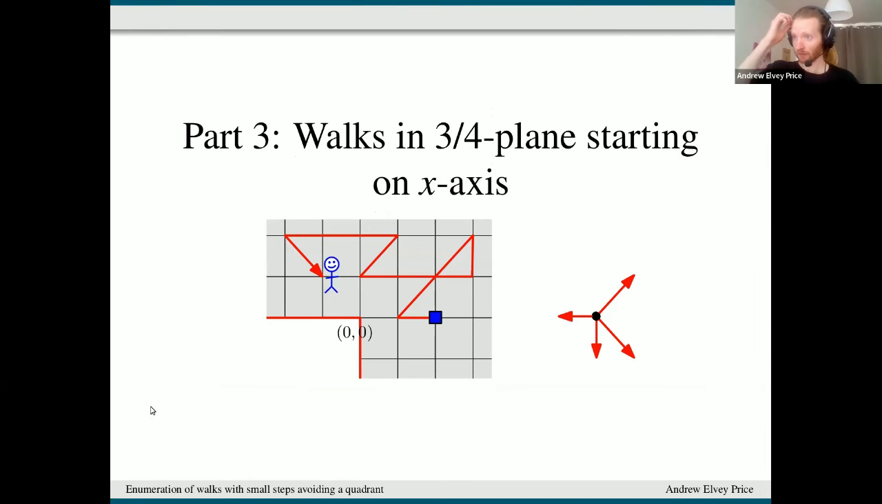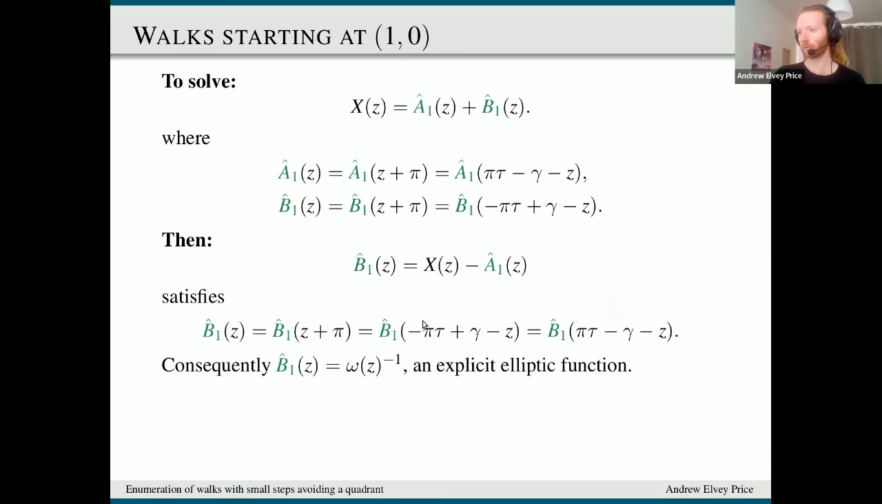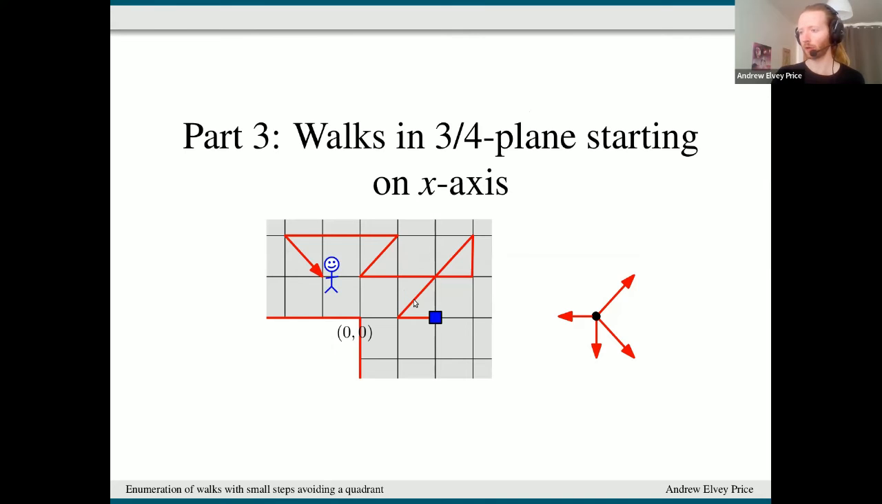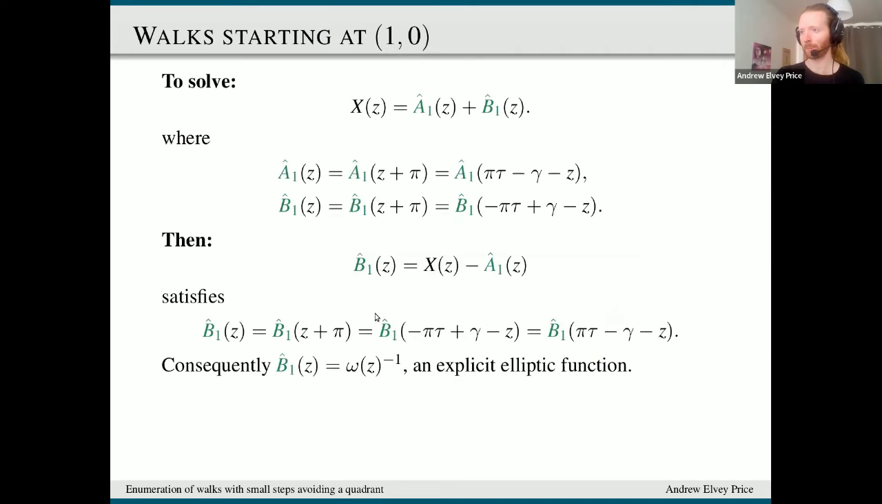Okay, so finally, I'll describe the cases where we get simpler, more concrete results. In this case, rather than starting at (1, 1), we start somewhere on the x-axis. So in particular, if you start at (1, 0), then the equation we need to solve, instead of being x(z), y(z) equals a sum of A and B, is just x of z equals something like A of z plus B of z.